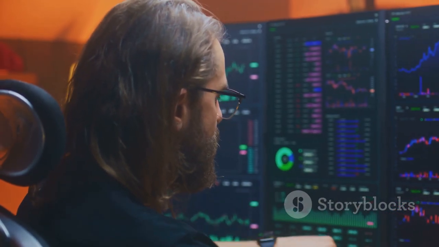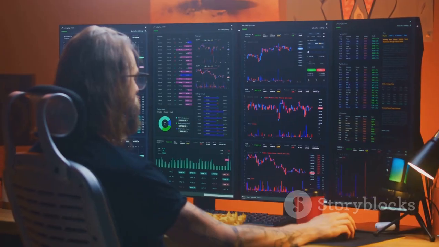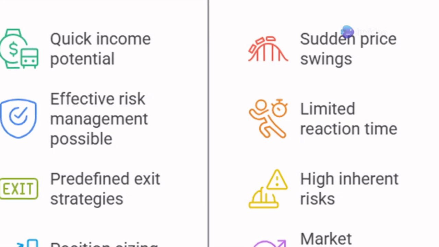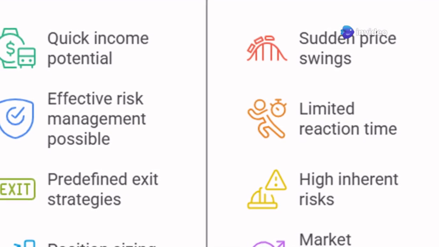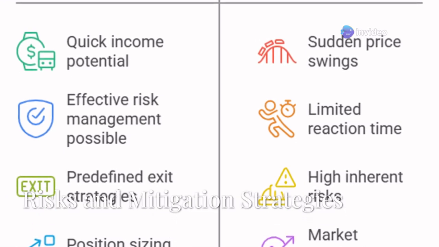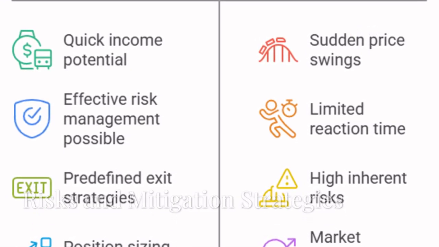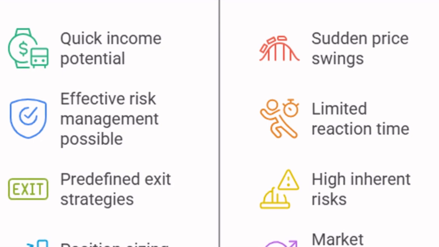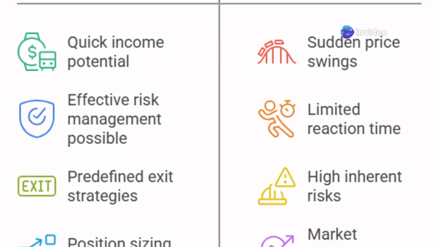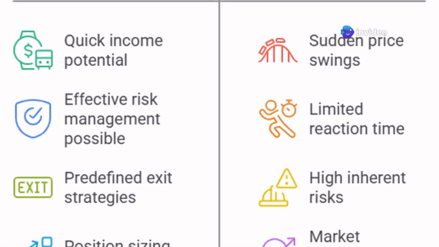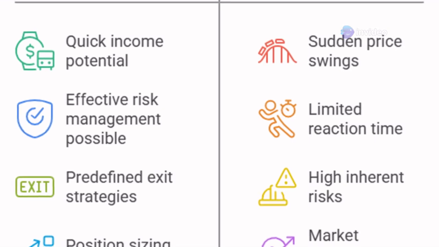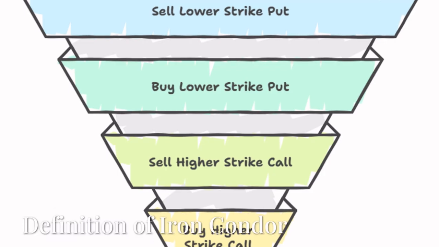Since 0 DTE trades occur within a single day, effective risk management is critical. Traders must carefully select strike prices, monitor market movements, and set predefined exit strategies to avoid excessive losses. While 0 DTE Iron Condors can generate quick income, they also carry inherent risks, such as sudden price swings and limited reaction time. Proper position sizing, stop-loss orders, and volatility assessments help mitigate these risks.